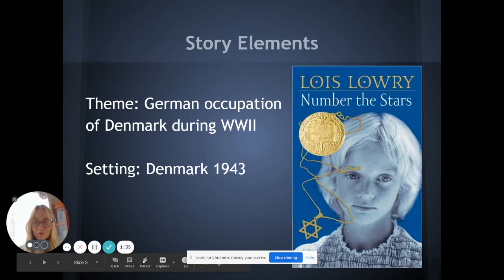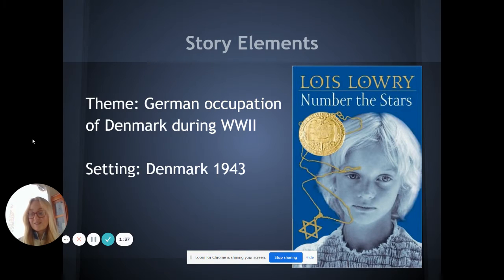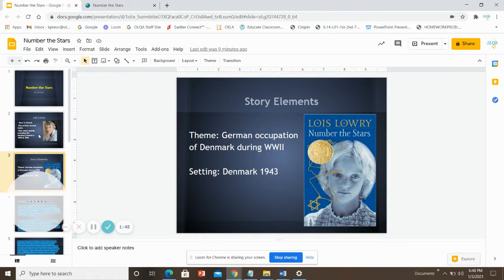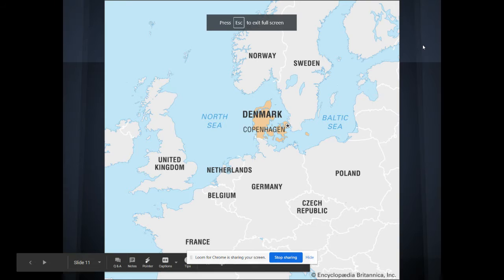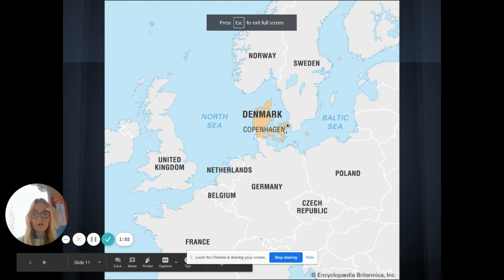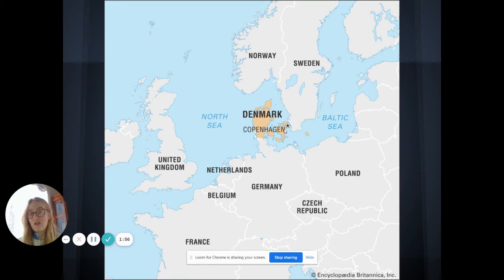Even though Lois Lowry was born in the United States and is American, the setting of Number the Stars takes place in Denmark in 1943. I'm going to show you where Denmark is on a map in Europe. Denmark is in Europe and it's sandwiched between quite a few countries. We see the United Kingdom on the left. We see Norway and Sweden north. We see Poland on the east, and Germany and the Netherlands on the south.